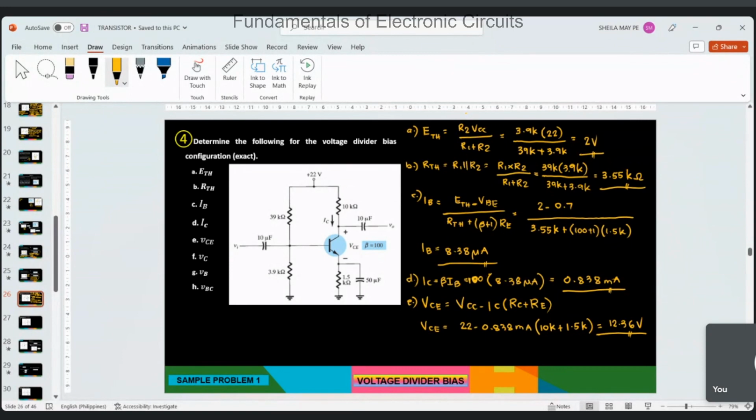Okay. Now, if you do 22 minus 0.84, kung inyong giround off si IC, multiply ni mo ni 10, 1.5K, ang imong makuha na is 12.34. But in here, I am using 0.838 man. So, we have come up with that.